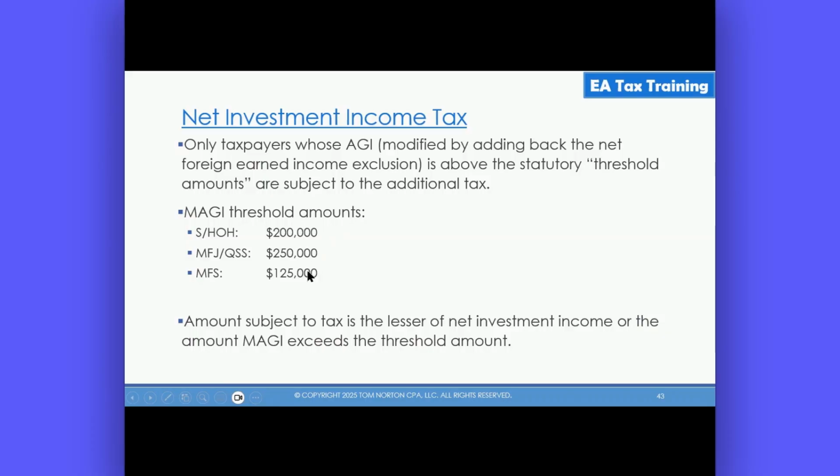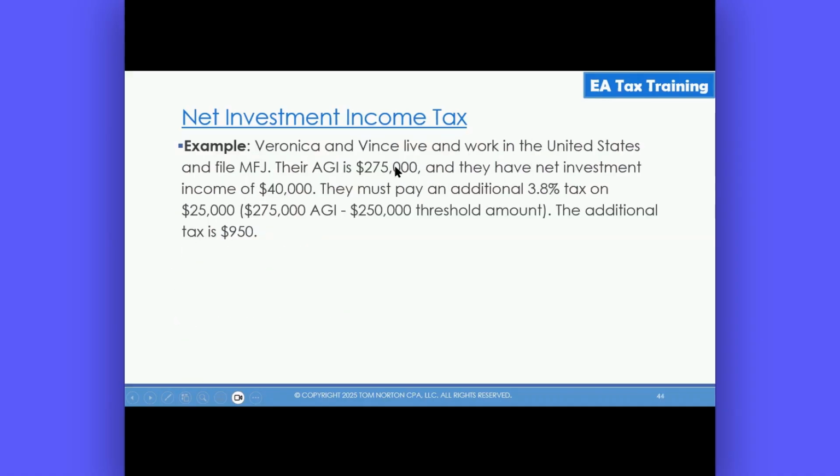So it'd probably be good to remember these amounts because it does apply to both of these types of taxes. Now, very importantly, the amount of net investment income that is subject to this extra 3.8% tax is the lesser of the net investment income or the amount that the modified adjusted gross income exceeds the threshold amount. So let's do an example so we can look at this. Veronica and Vince live and work in the United States, and they file married filing jointly. Their adjusted gross income is $275,000, and they have net investment income of $40,000. They must pay an additional 3.8% tax on $25,000.